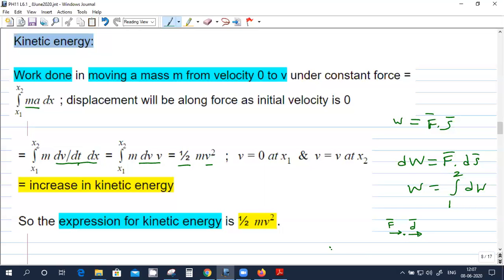The derivative of x raised to the power n with respect to x is n into x raised to the power n minus 1. So when you integrate, the power will go up by 1, and then you have to divide by the new power. The limits are: it's starting at rest, so v is 0 at x1 and v equals v at x2. So this work done has gone into increasing the kinetic energy. The expression of kinetic energy is half m v square.